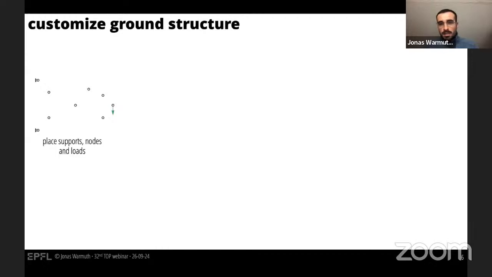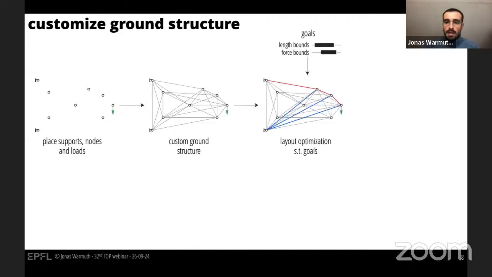What we did is we said, okay, let's take the ground structure approach, but let the designer or the user decide where to place nodes, as for example here on the left-hand side. Out of those user-placed nodes, we then create a custom ground structure, and we run a layout optimization that will deliver us a structure in equilibrium. On top of that, we could also define some goals like some length bounds or force bounds. But in general, it's really about placing those nodes.